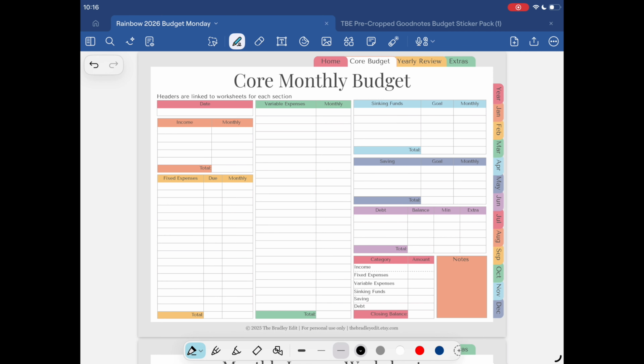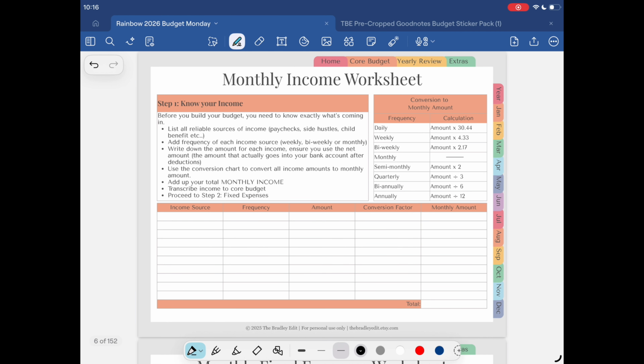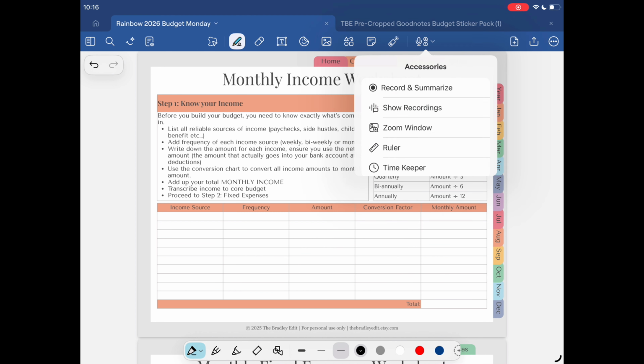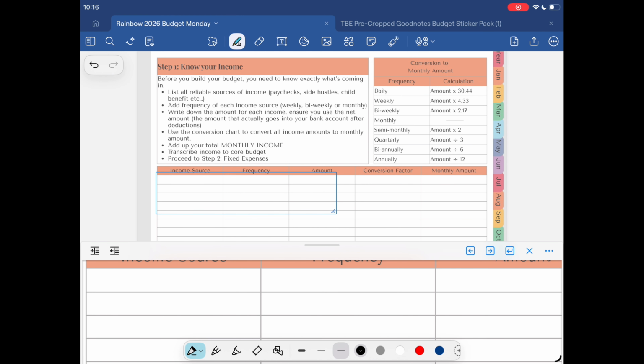So we're going to start with the income. This is the monthly income worksheet. I'm going to use the Zoom window for writing just because it makes it a little bit easier. In our household, we have 2 employment incomes, and we also receive the Canada Child Benefit. So I'm going to call our incomes Income A and Income B. And then we have our Canada Child Benefit.